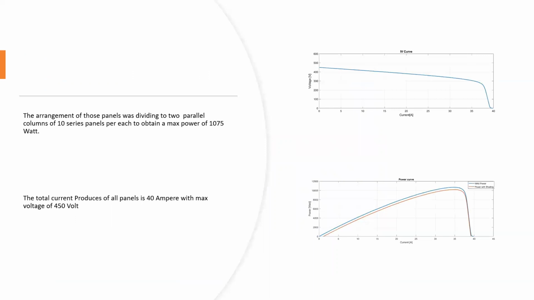And then we obtain the voltage-current curve, and the second one is the power curve. Here, the blue one is the maximum power generated by these panels, and the red one represents the maximum power with the shading loss.